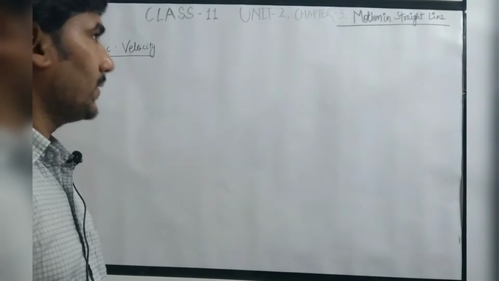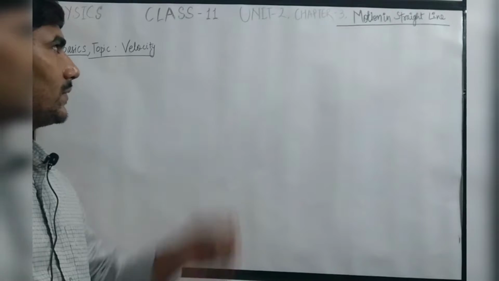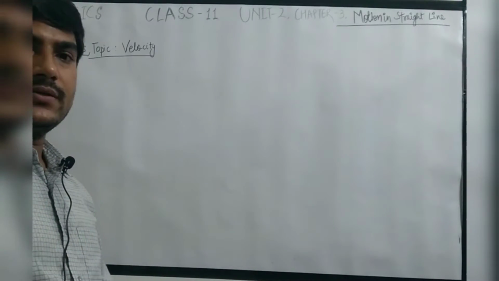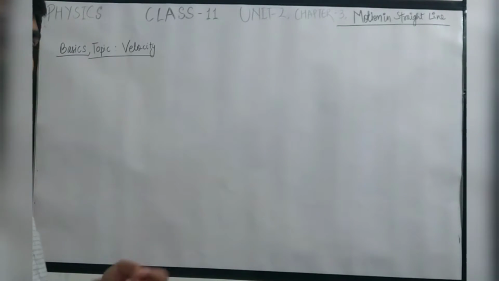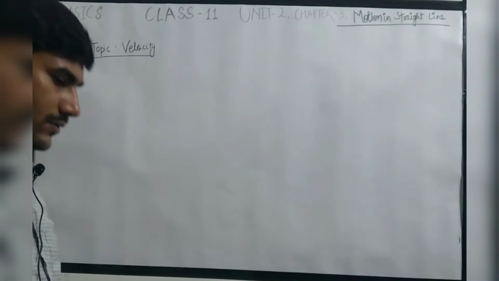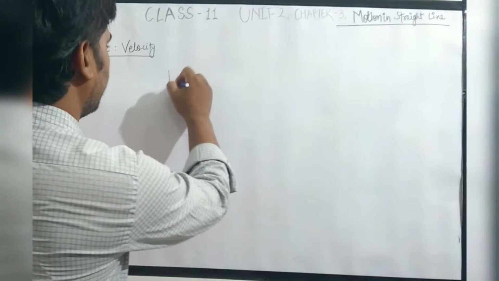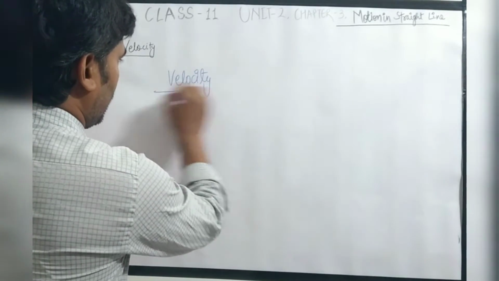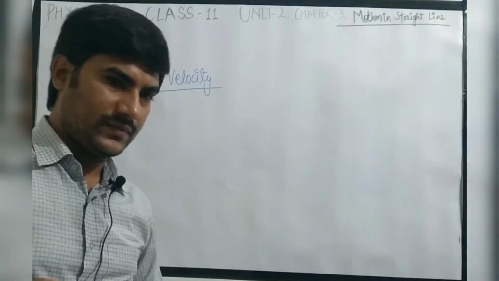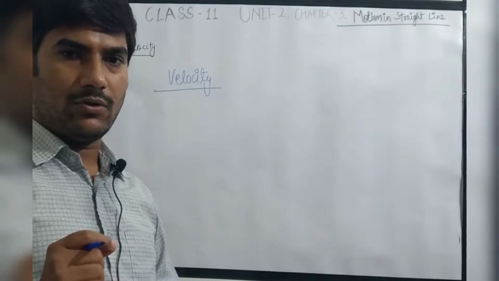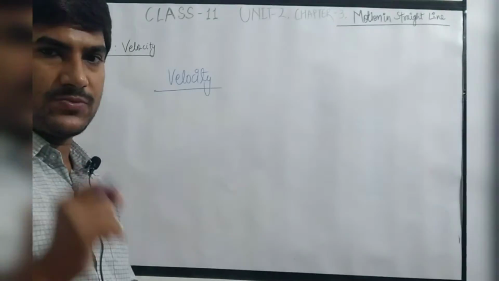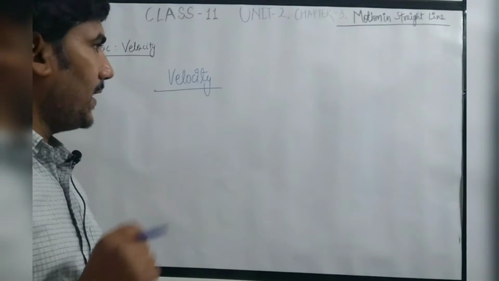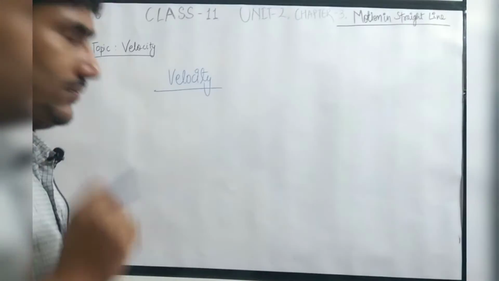Hello students, today we will discuss chapter 3, motion in a straight line, and the topic is velocity. What is velocity? Velocity is the change in position of any body with respect to time in a given direction.